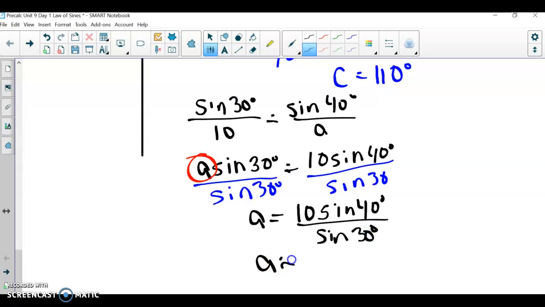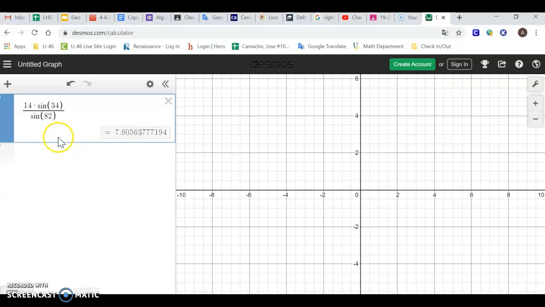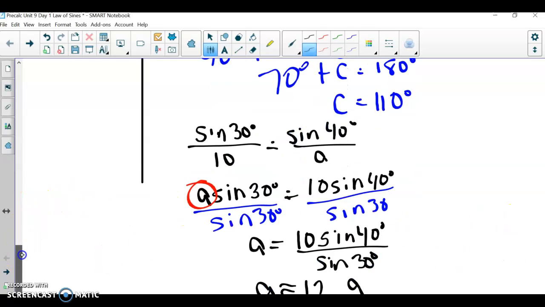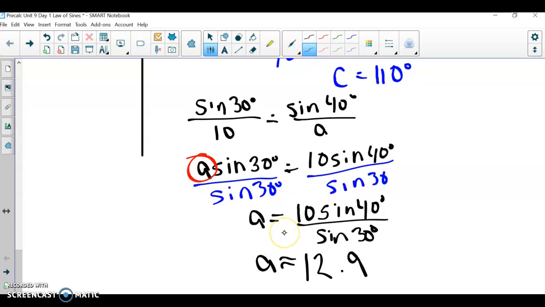So what is A? Go back to decimals. 10 sine of 40 divided by sine of 30. So A is approximately 12 and 9 tenths. And same thing that we just found A, now we are able to go back and solve for C using the same method, okay?